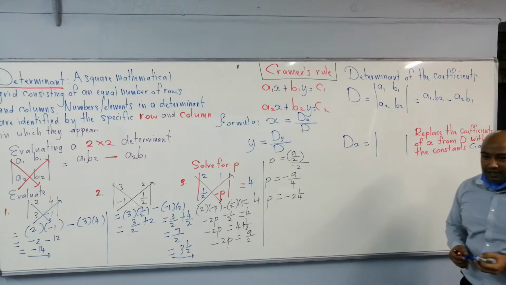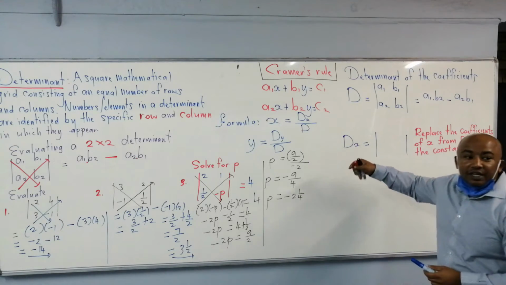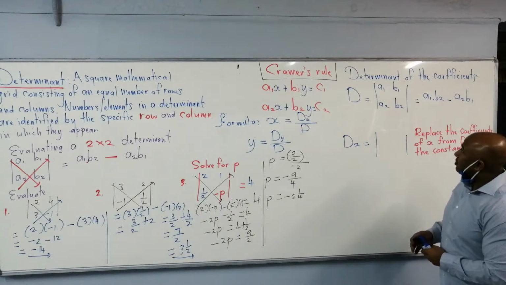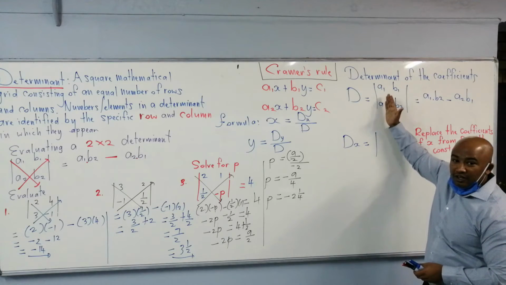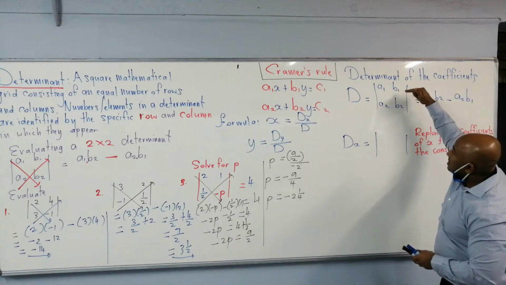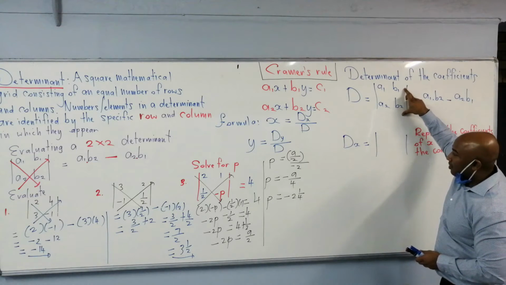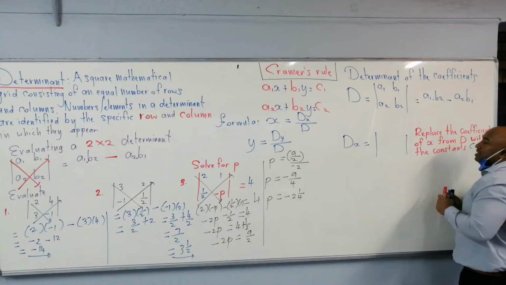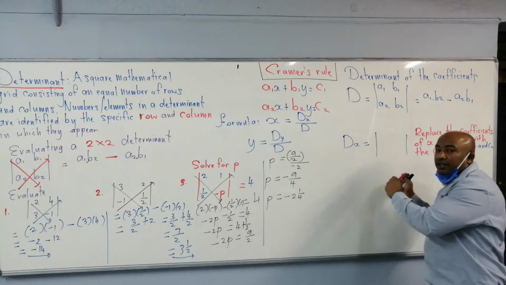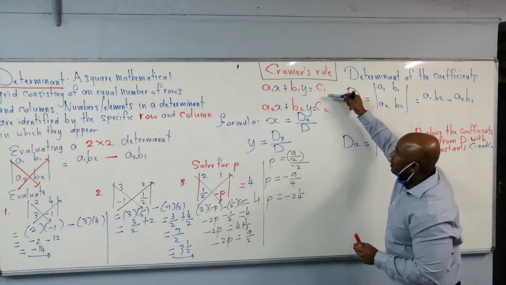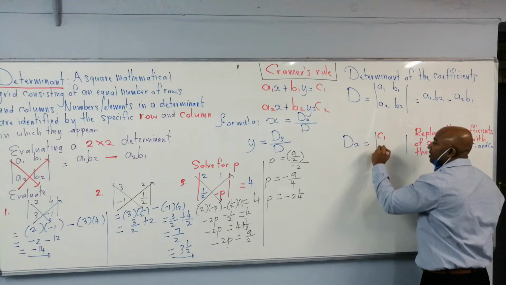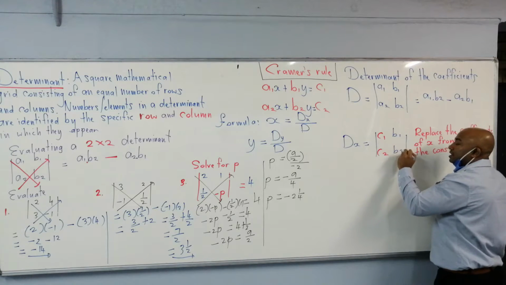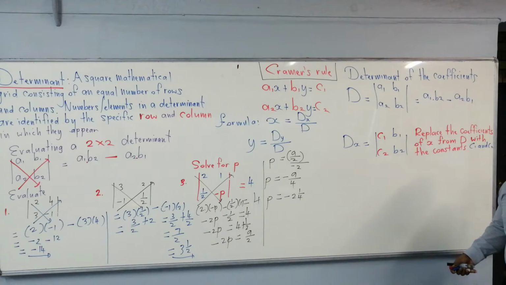So let me just show you. It's a simple thing to do. If I'm working out Dx, I will replace the x column of coefficients with the constants. So remember, this represents the x column. It's the coefficients of x. Can you see that? This represents the y column, the coefficients of y. If I am finding Dx, I will replace the coefficients of x. That means I will remove them and now replace them with C1, C2. The original B1 and B2, I did not touch anything. There's my B1, B2.